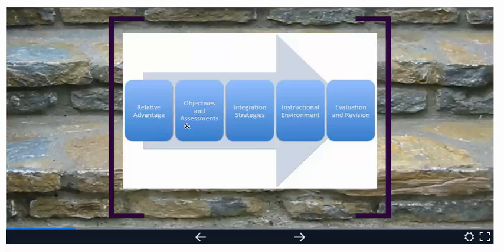In phase 2, we decide on the objectives and assessments. We ask ourselves what outcomes will result from this method and what ways can I assess the outcomes. Phase 3, design integration strategies. We compare student characteristics with content objectives. How will I prepare students to use the technology?